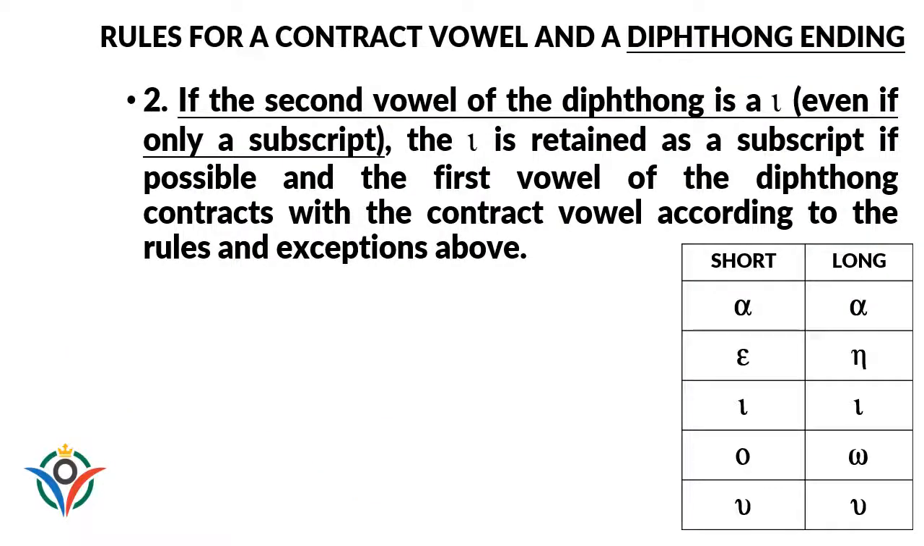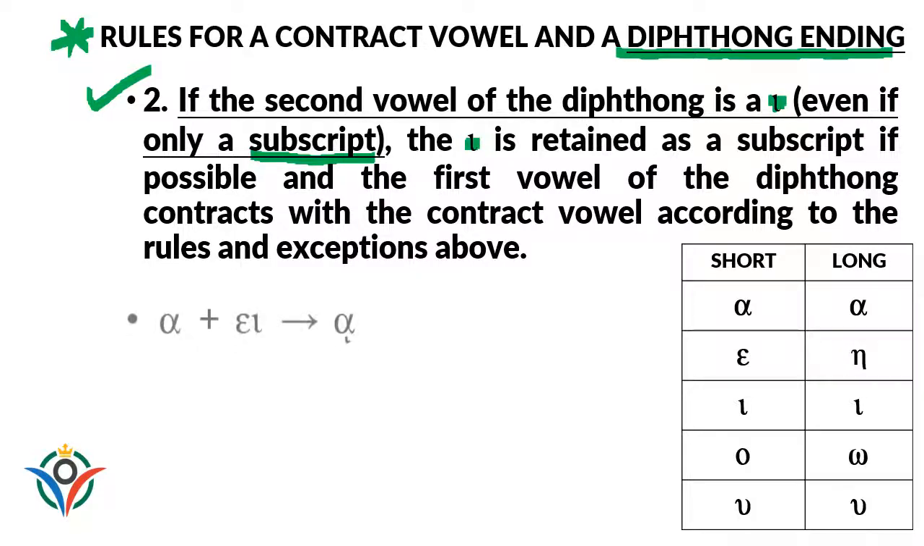Let us look now at the second variation under the rules for a contract vowel and a diphthong ending. All right, so the rule states there, if the second vowel of the diphthong is an iota, even if only a subscript, the iota is retained as a subscript if possible, and the first vowel of the diphthong contracts with the contract vowel according to the rules and exceptions above. All right, so let's take a look at our first example together.